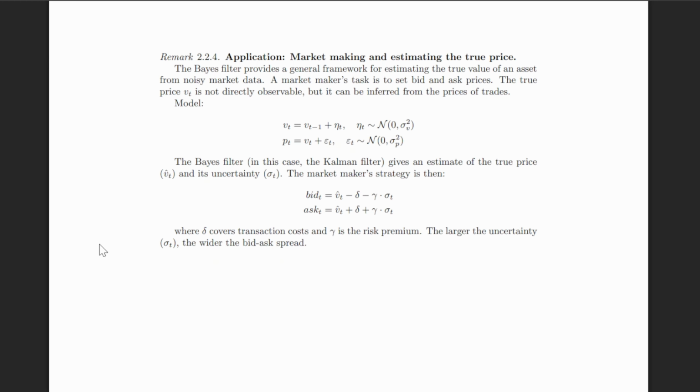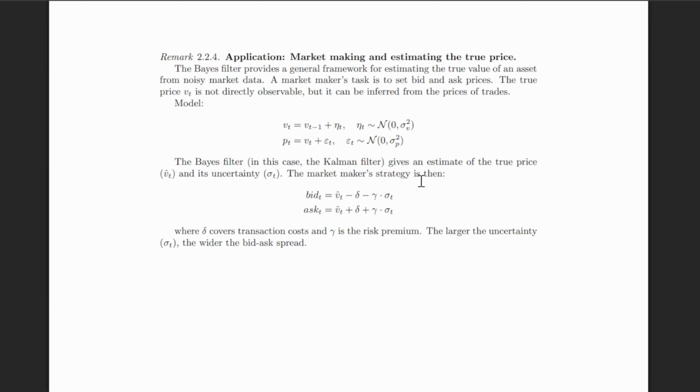Let's look at another application for the Bayes filter: market making and estimating true prices. The market maker's task is to set bid and ask prices at every time t. The true price v_t is not directly observable, and we observe it as p_t. So our model will be something like this, where v_t equals v_{t-1} plus eta_t, where eta_t is the process noise, and the observed price equals the real price plus some observation noise.